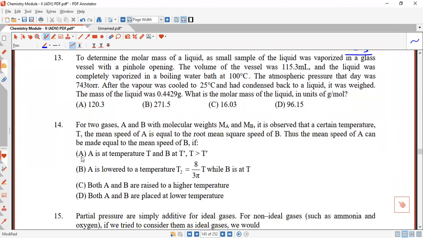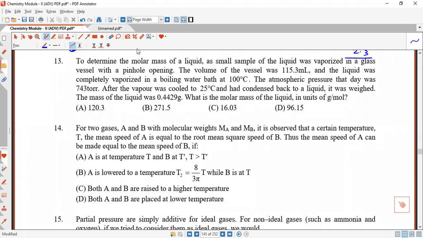Question number 13. Determine the molar mass of a liquid. This small sample of liquid was vaporized in a glass vessel with a hole opening. Okay. Volume of vessel was this. And the liquid was completely vaporized in a boiling water bath at 100 degree Celsius.